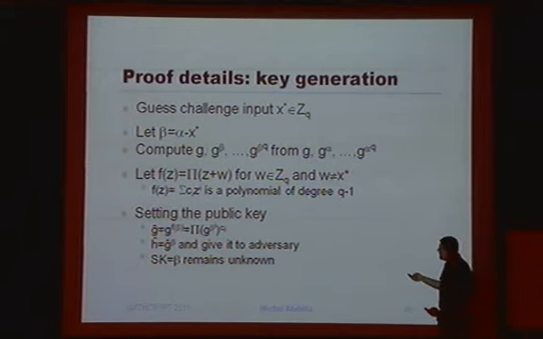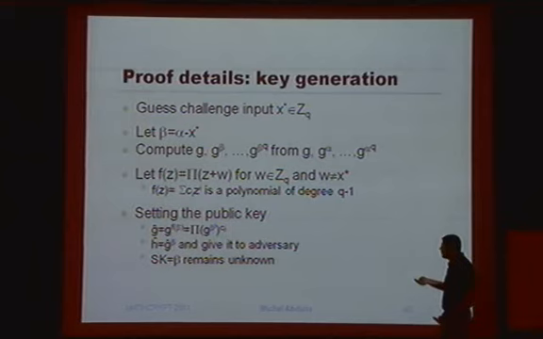we define implicitly this function f(z), which is the product of z plus w, where w contains all the elements except for the challenge. Because here all the input values are actually in Z_q, this polynomial will have degree q minus 1. So because of that, we can define a g tilde, or hat, I think I used hat here, as g to the f of beta.